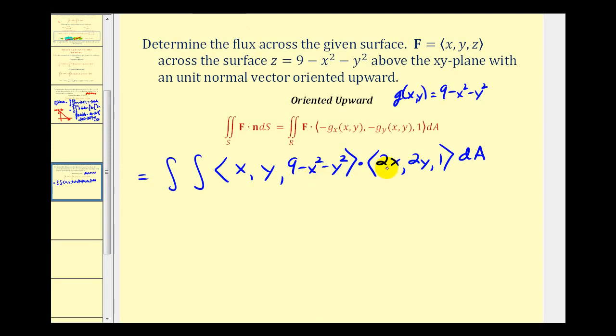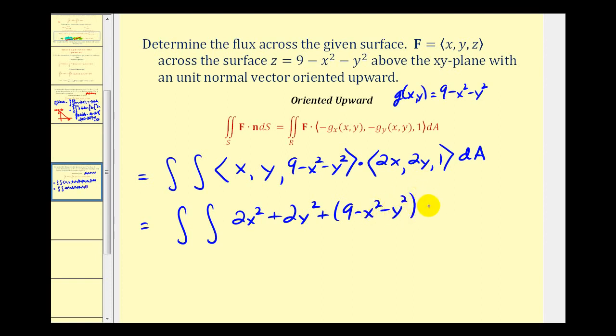Let's go ahead and find this dot product before we determine our variables of integration and our limits of integration. So we'll have 2x squared plus 2y squared, plus the quantity 9 minus x squared minus y squared. So we're going to have x squared plus y squared plus 9. Then before we decide our limits of integration, let's look at our xy trace.